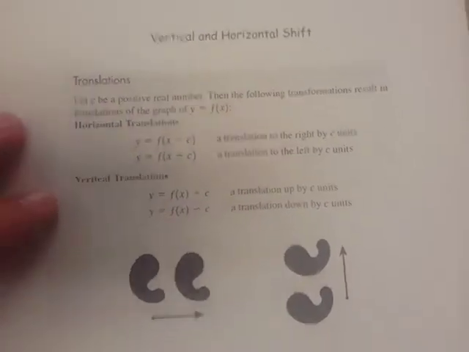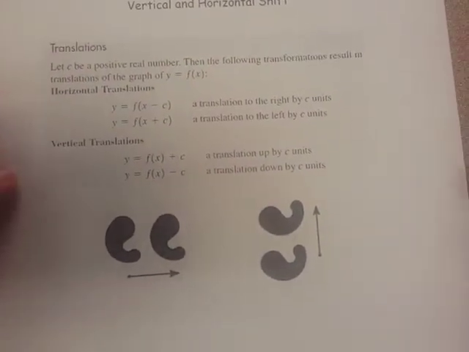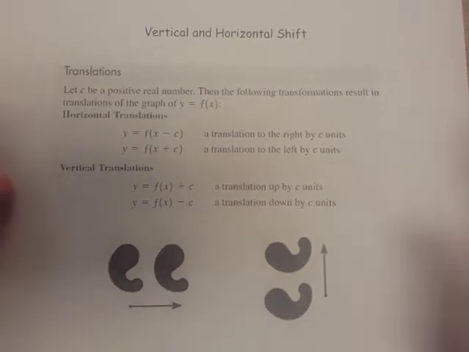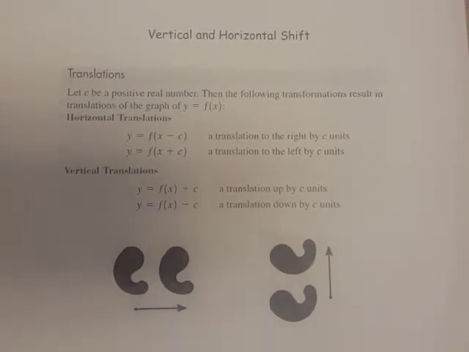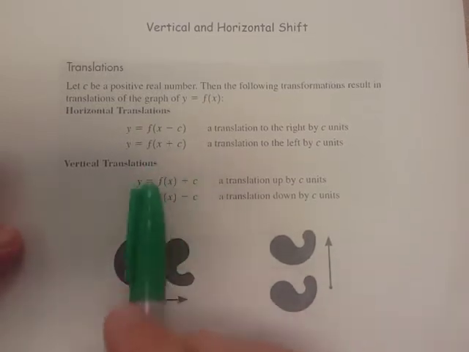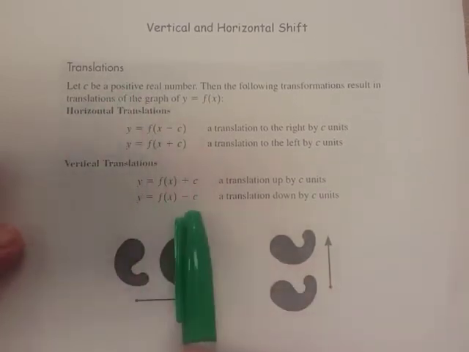We are now in section 1.6 talking about transformations. Our first set of transformations are vertical and horizontal shift. So for these transformations, they're going to take on the forms like you see down here. This is taken from your book.